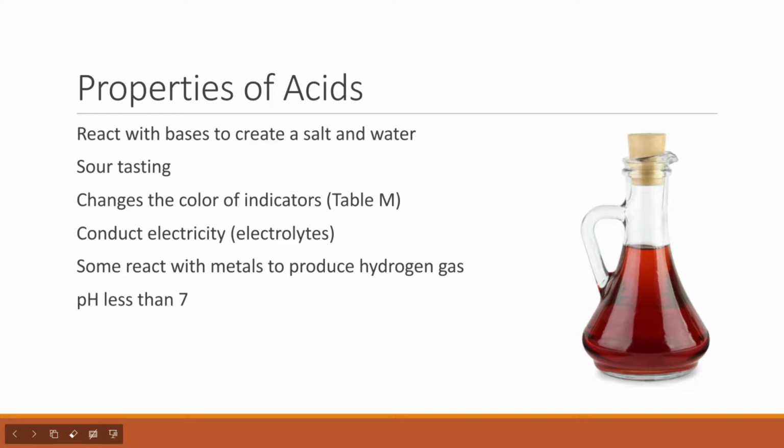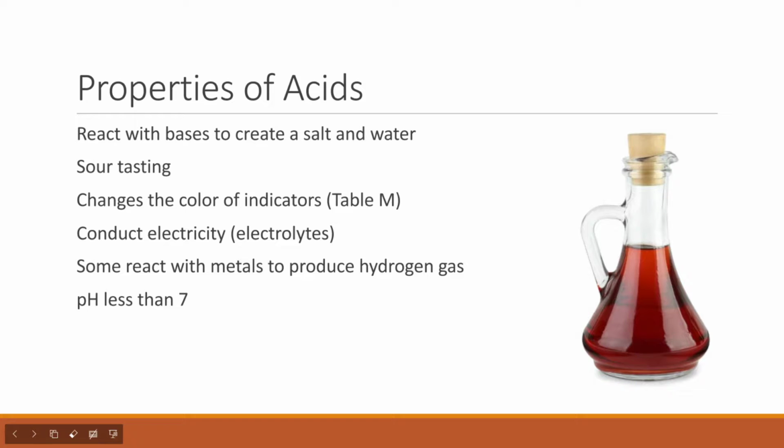A property of acids is that they're sour tasting, so lemons and other citrusy things. If you've ever had a Sour Patch Kid or any of those sour candies, those are made sour by the use of acids, not very strong acids, but acids that are sour tasting. Something we're going to look at a little bit later in the week is the fact that they can change the color of indicators, using table M, which when we get to it, I'll pull up and walk you through a bunch of examples.